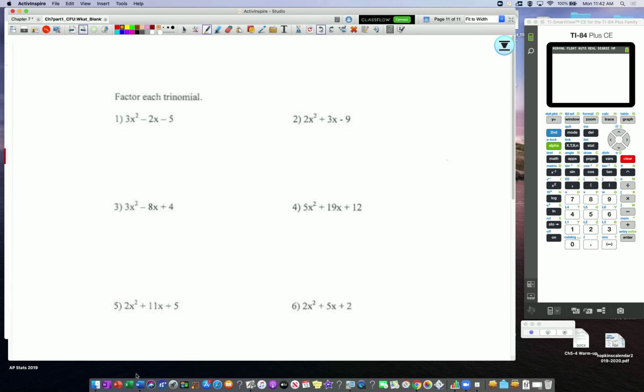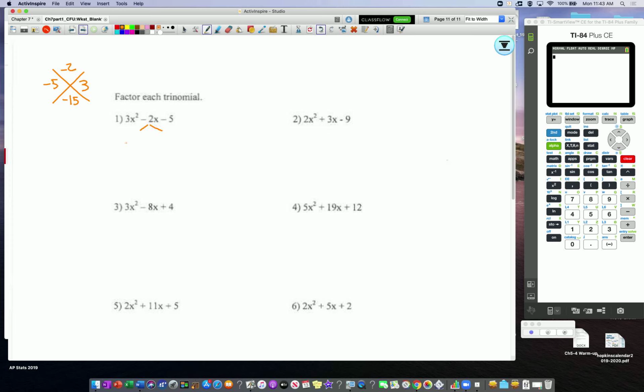All right, so on the next page, it says factor each trinomial. So this is the one where we're doing the crisscross and creating 4 terms and solving. So on the first one, we start off by saying, all right, 3 times 5 is negative 15. Let's add to negative 2. This one's kind of nice because we get negative 5 and 3. They were the actual factors.